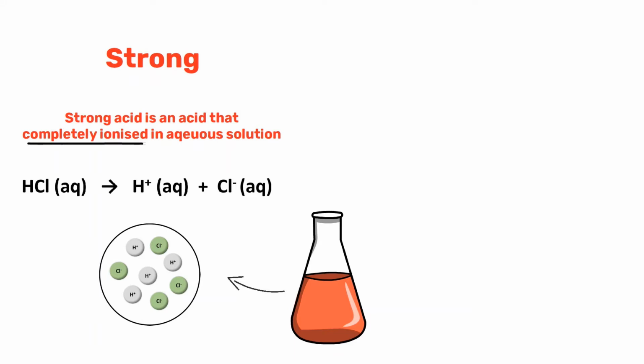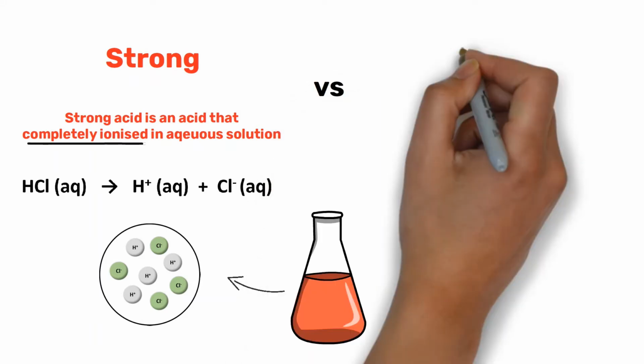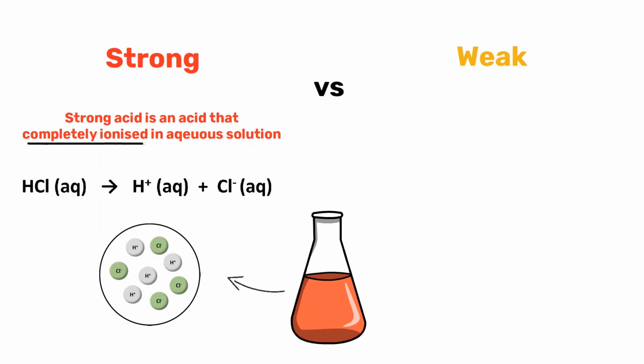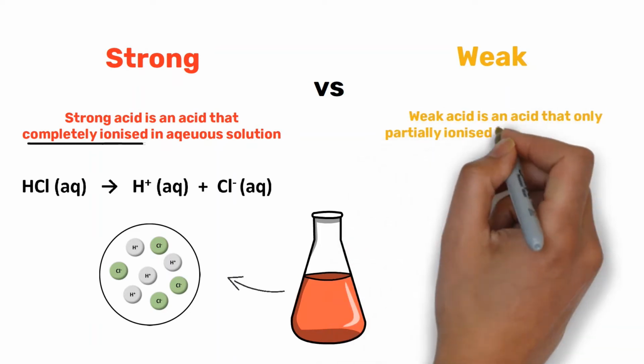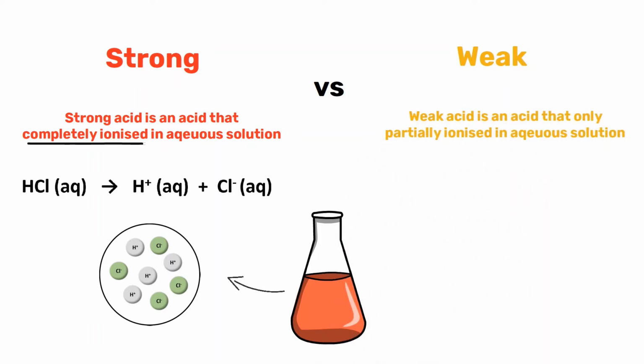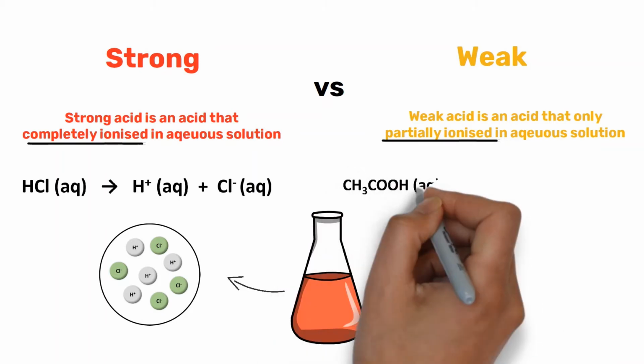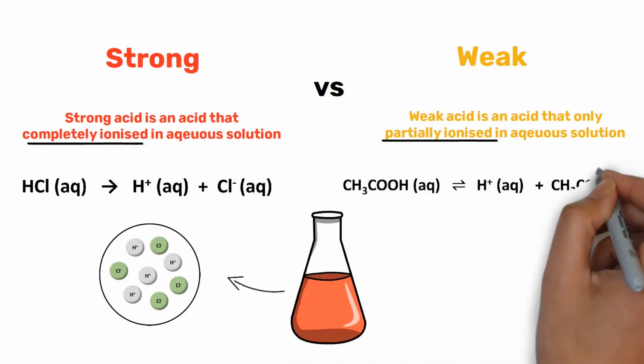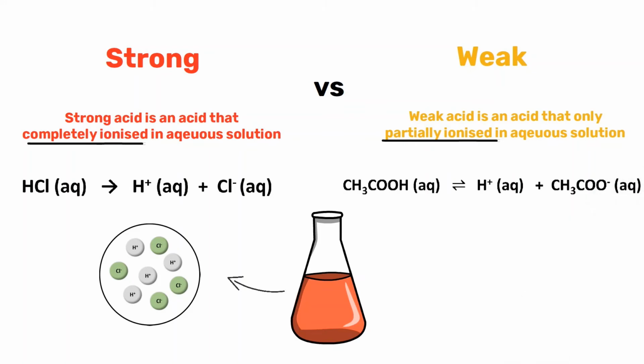On the other hand, weak acid is an acid that only partially ionizes in aqueous solution. So ethanoic acid is a weak acid where only some of it will be ionized into hydrogen ions and ethanoate ions.